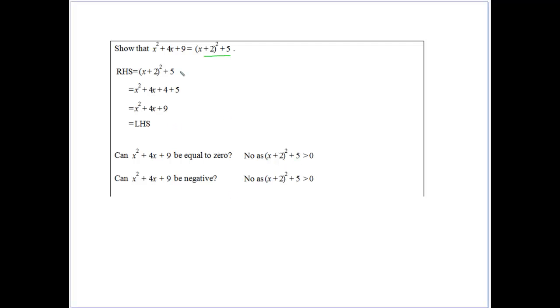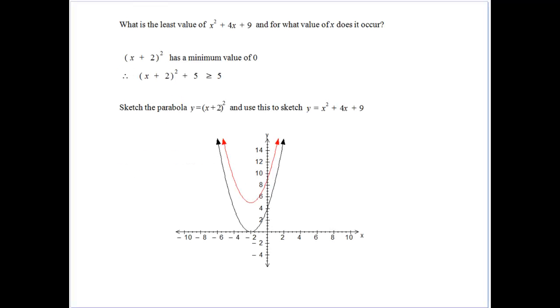Well, we know that (x + 2) all squared is going to give us a positive number every time, no matter what we put in. It's going to be a number greater than 0, and it can't be negative either. We're going to add 5, so it's always going to be greater than 0. So it's never going to be negative, and it's never going to be 0.